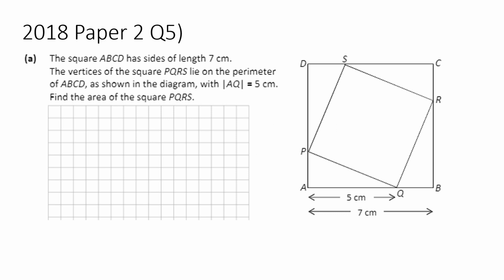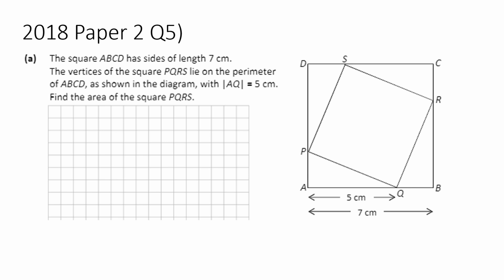So this is 2018, paper 2, question 5. Here we have the square ABCD, which has sides of length 7 centimeters. The vertices of the square PQRS lie on the perimeter of ABCD as shown in the diagram, with A to Q being 5 centimeters. Find the area of the square PQRS.